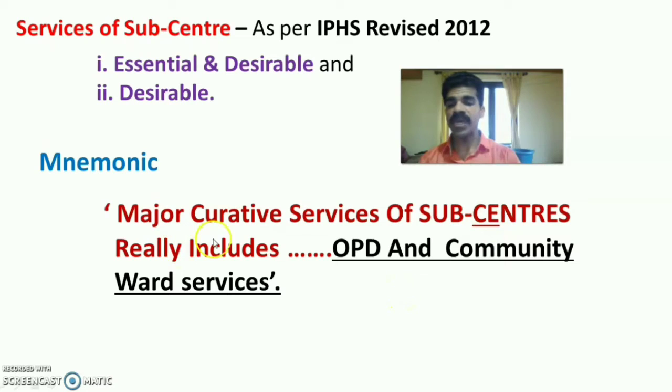So the mnemonic is: Major curative services of subcenters really includes OPD and community ward services. So OPD and community ward services are based on only desirable services as per IPHS revised 2012. Then major curative services of subcenters really includes that provide both essential and desirable services from the subcenter. So let us expand the mnemonic.